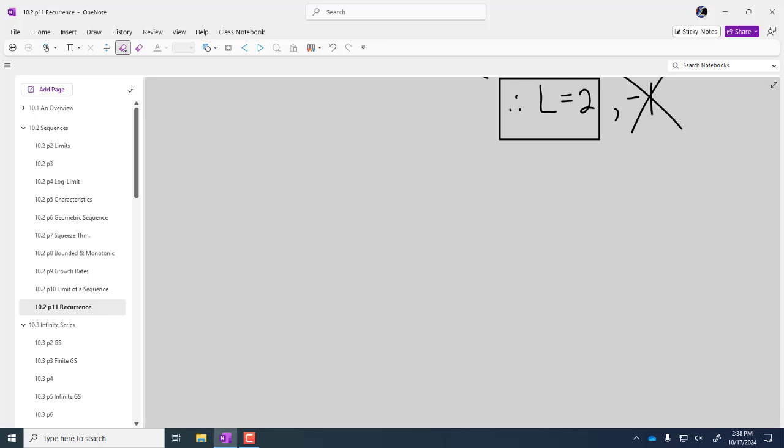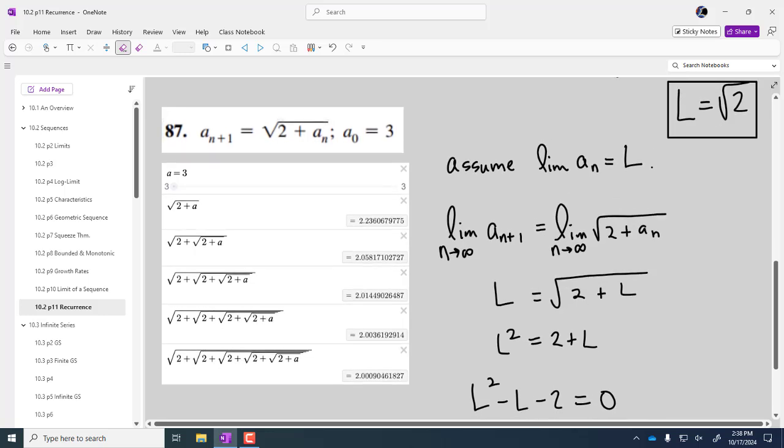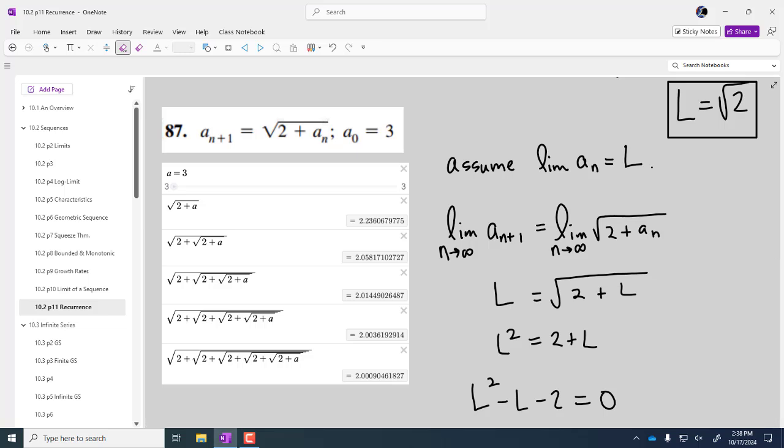So the first step is that we're going to take the limit of both sides of this. We're going to treat it like an equation. So kind of like when we have an equation and we take the derivative of both sides or the integral of both sides or something similar, we're going to take the limit of both sides.